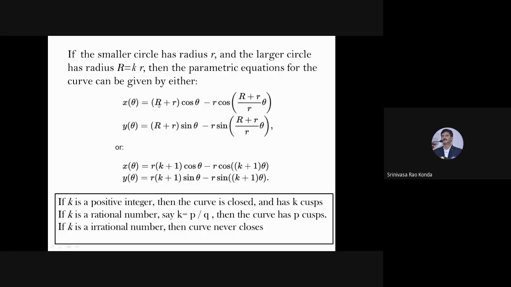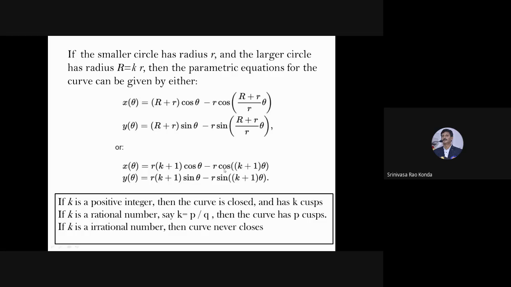So we have taken kr, so r is common, k plus 1. x of t is equal to r into (k plus 1) into cos t minus r into cos of (k plus 1) t. y of t is equal to r into (k plus 1) into sin t minus r into sin of (k plus 1) t.